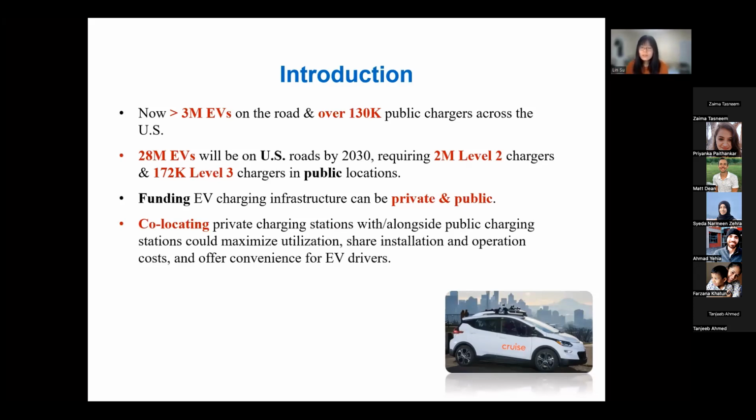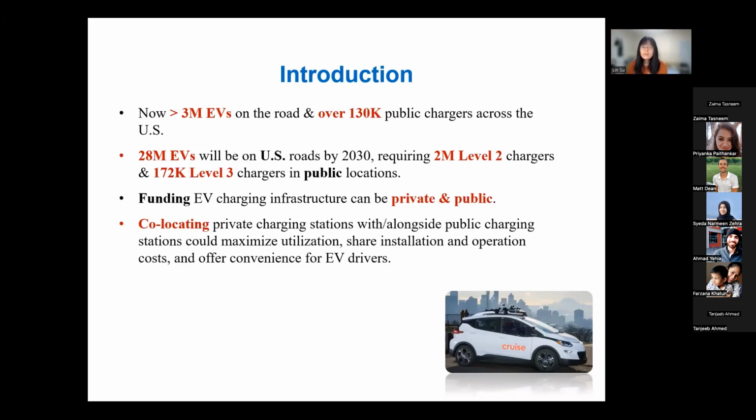Recent years have witnessed rising purchases and use of electric vehicles around the world. There are now more than 3 million EVs on the road and over 130,000 public chargers across the United States. By 2030, with an estimated 28 million EVs on U.S. roads, approximately 2 million level 2 chargers and 172,000 level 3 chargers will be needed in public locations in addition to home EV chargers. Sufficient charging infrastructure plays an important role in the development of EVs.